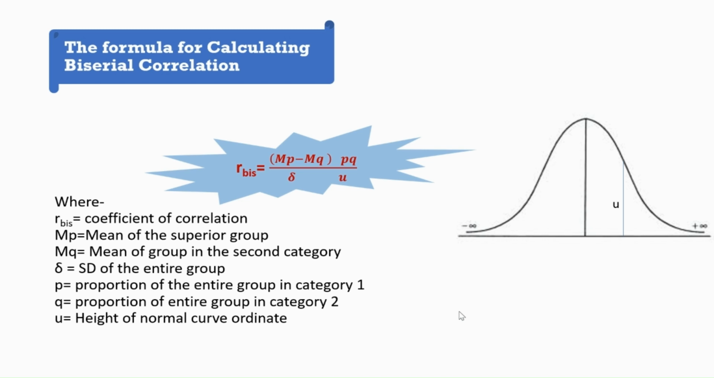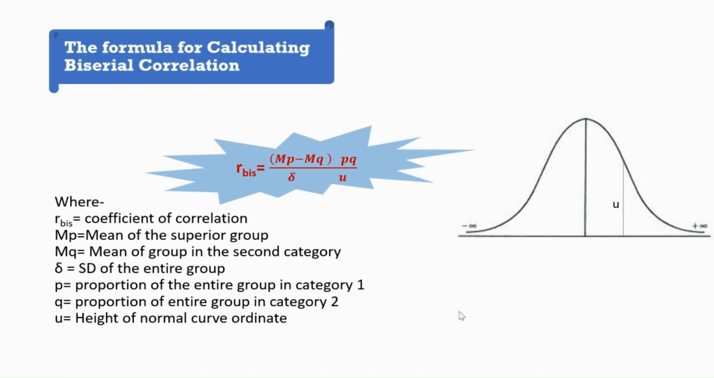Now, we should come to the formula which should be used for calculating the biserial correlation coefficient. Biserial correlation coefficient is represented by small r with subscript bis, and bis denotes the biserial. r biserial is equal to Mp minus Mq divided by sigma, into pq upon u, where these symbols represent the following.